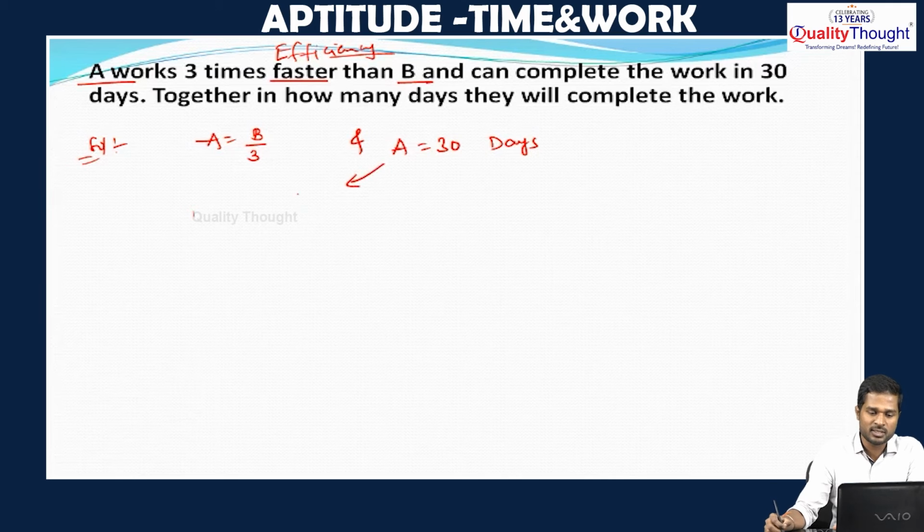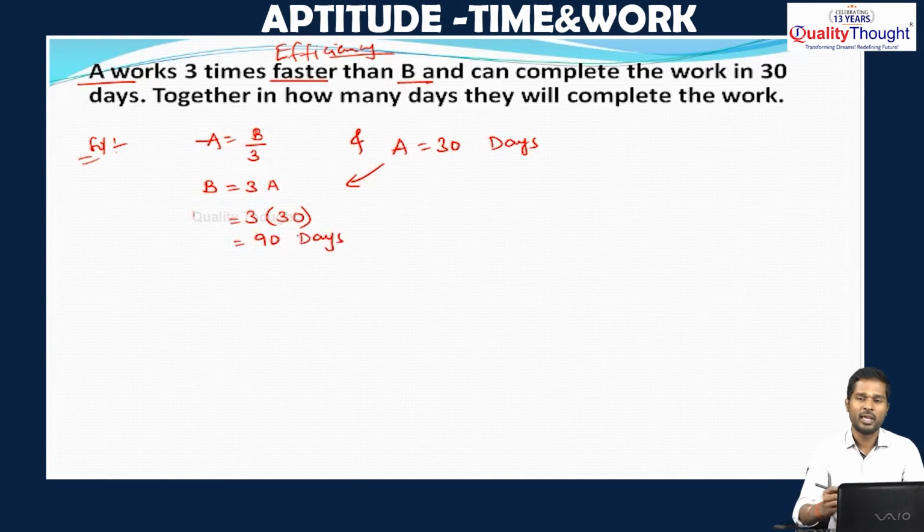Now I will use this here and I will find out how many days B will take to complete the work. So B is equal to 3 into A, that is B is equal to 3 into 30, which is 90 days. So A will complete the work in 30 days and B will complete the work in 90 days, because A works 3 times faster than B. That means B works 3 times slower than A. Now together how many days will they take?